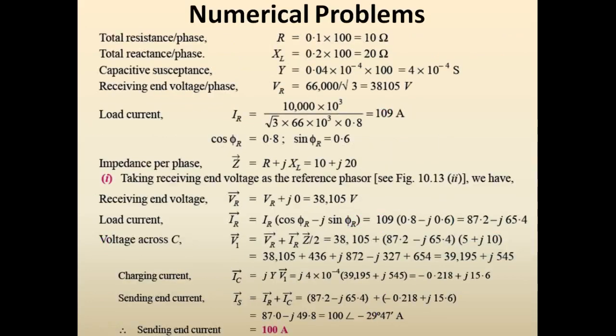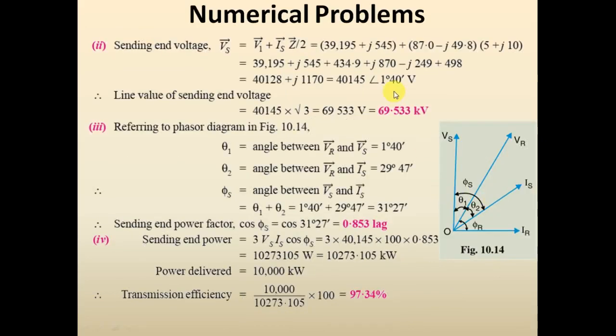It's very clear that this vector Is is lagging the vector Vr by 29 degrees 47 minutes, and vector Vs is leading the vector Vr by 1 degree 40 minutes. So whenever we are drawing this vector diagram, if we are considering this vector Vr as the reference one, as this vector Vs is leading the vector Vr, you have to draw it anti-clockwise to vector Vr. See, vector Vs is drawn anti-clockwise to vector Vr.